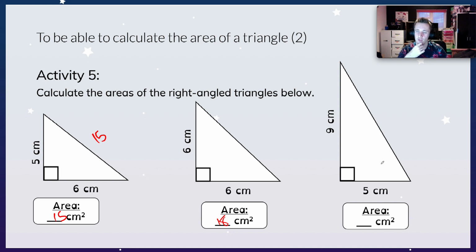This one here, 9 times 5 is 45. Half of 45. Well, half of 40 is 20. Half of 5 is 2.5. If we add them back together, we would get 22.5. Like so.